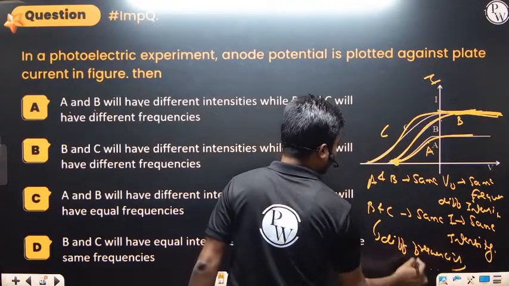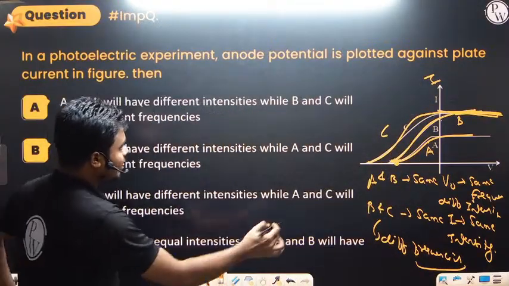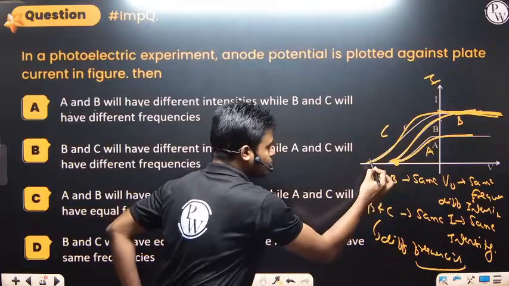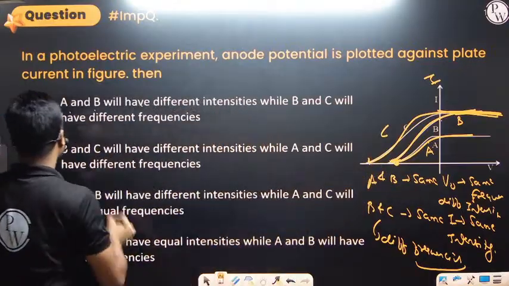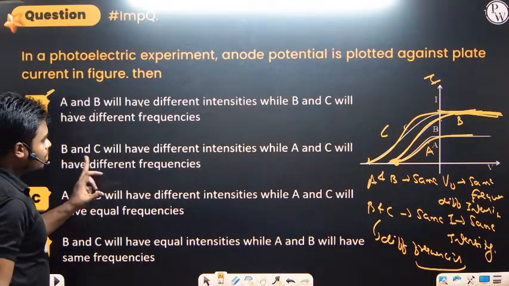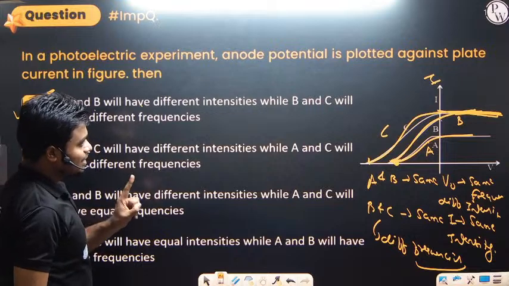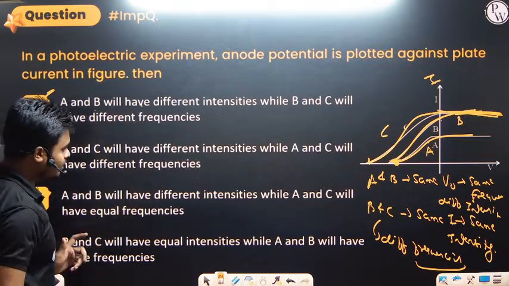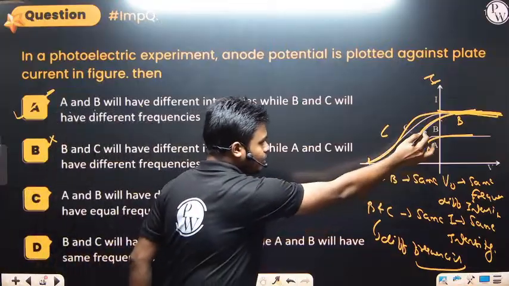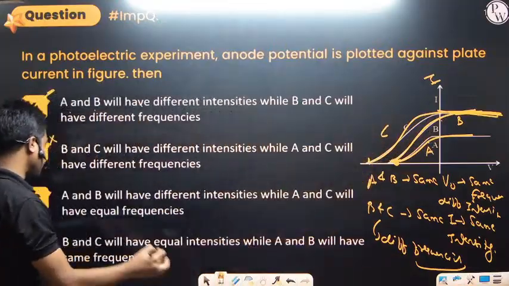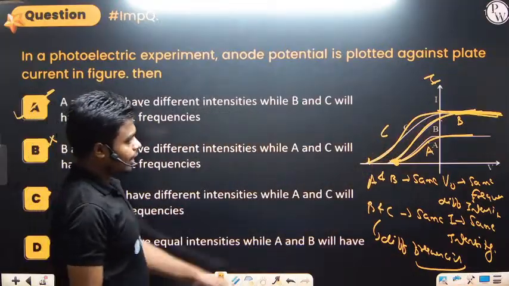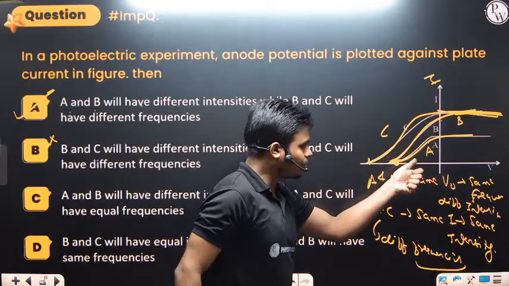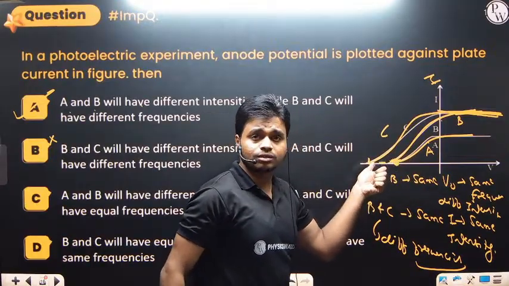B and C will have different frequencies because B and C have different stopping potentials. Will B and C have different intensities? No, B and C will have the same intensities. I told you, no need to read further. A and B will have different intensities. Yes. While A and C will have equal frequencies? No. A and C cannot have equal frequencies because they do not have equal stopping potential.